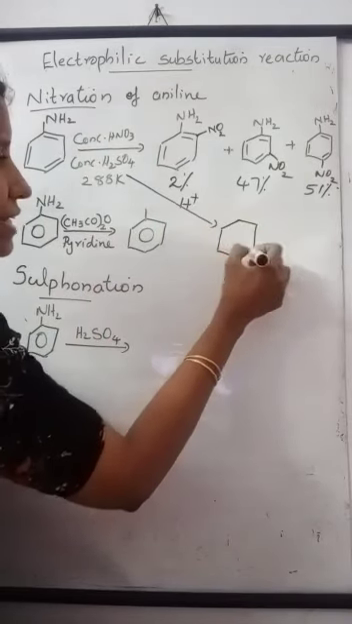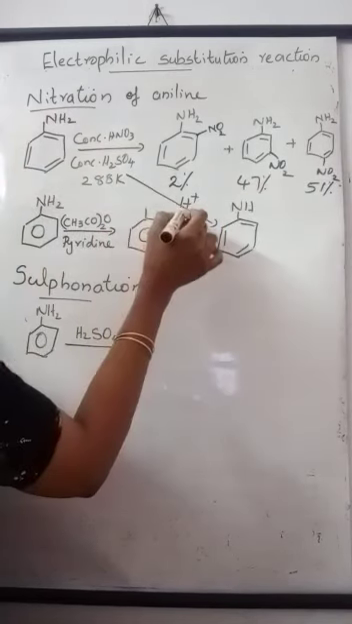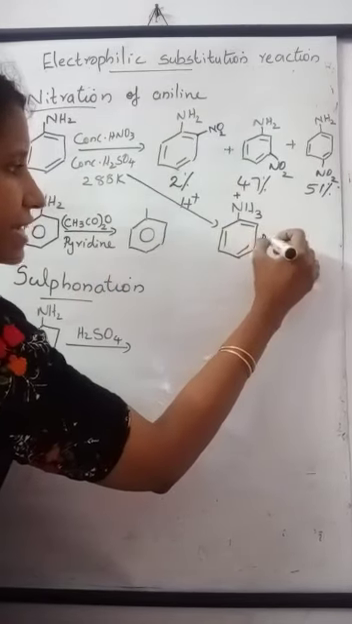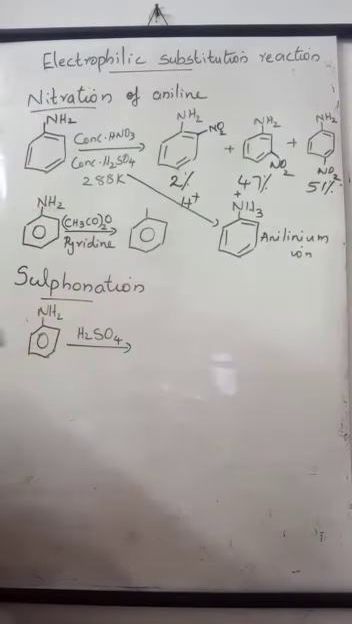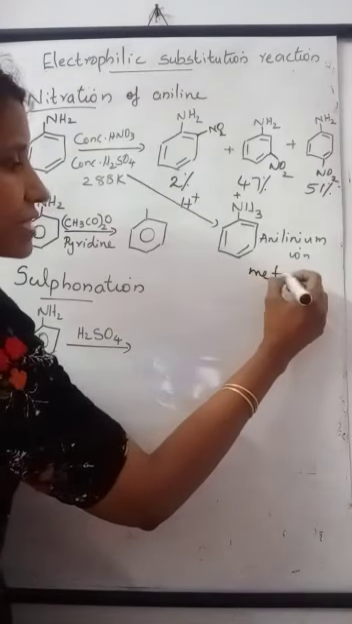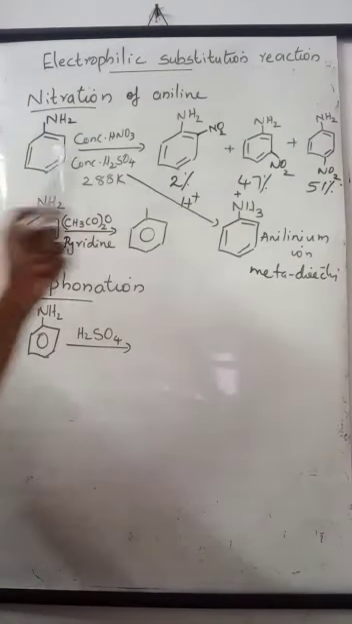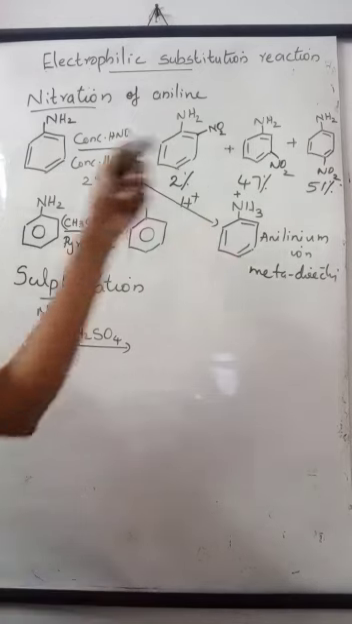to anilinium ion. What is anilinium ion? Aniline being basic, it would protonate, add one proton and become NH3+. This is called anilinium ion. This anilinium ion with a positive charge on the nitrogen atom is meta-directing. That is why aniline on nitration gives metanitroaniline also, obtained along with the para and ortho.